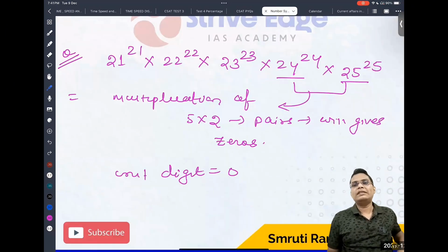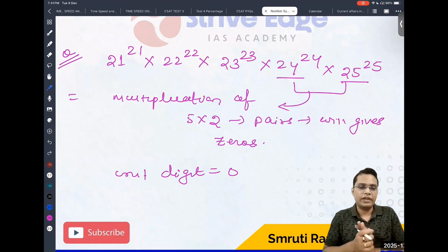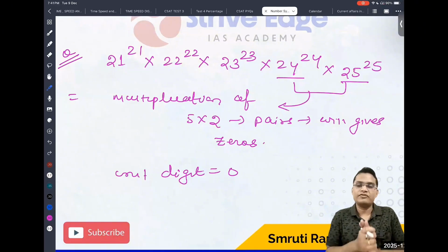So dear student, this is all about the cyclicity and finding the unit digit of any product. Tomorrow we are going to discuss the remainder. It's a very important topic.